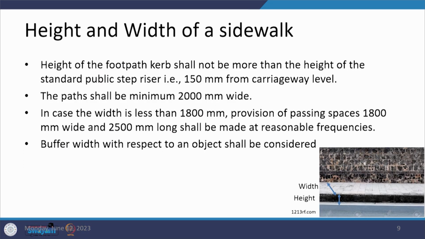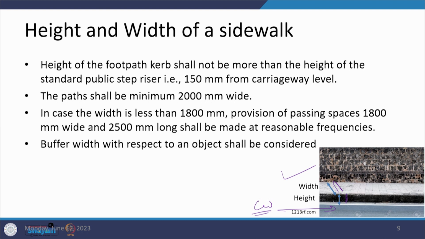Here, in continuation of our discussion of the pedestrian facilities, we are talking specifically about the height and width of a sidewalk. As you can see in this photograph, a sidewalk is being provided. So, there is a width of the sidewalk, there is a height of the sidewalk, and we have the carriageway along the sidewalk here, and at the back side there is a wall.